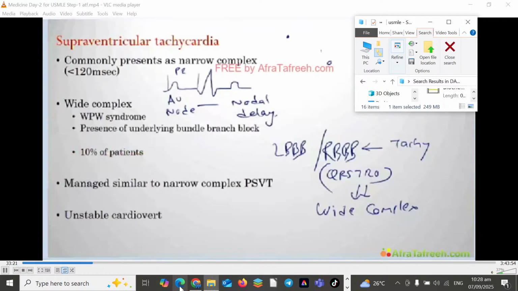RBBB will not result in SVT. SVT can happen in patients with a right bundle branch block, right? Even if they have a bundle branch block, there can be a supraventricular tachycardia, and that tachycardia will be conducted down and it would increase the rate of the ventricles. RBBB does not result in a supraventricular tachycardia.